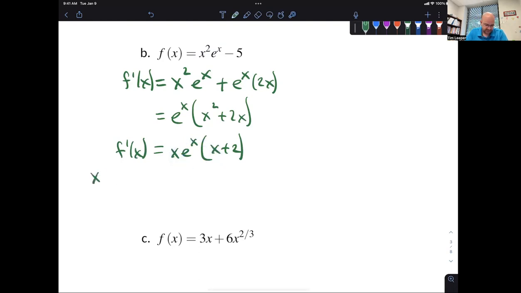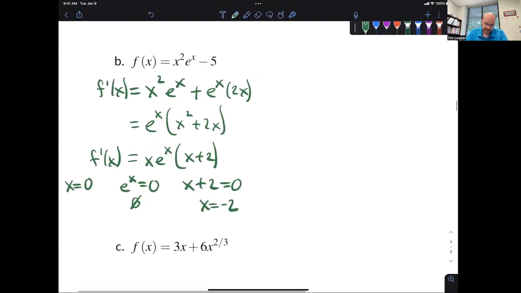So it means that x is equal to 0, e to the x is equal to 0, and x plus 2 is equal to 0. The first one is already solved. We love that. e to the x equals 0? Well, any exponential is always positive, which means it's never equal to 0. So there's no solution there. And x plus 2 equals 0 gives me x equals negative 2. And there we go. 0 and negative 2 are our critical numbers.